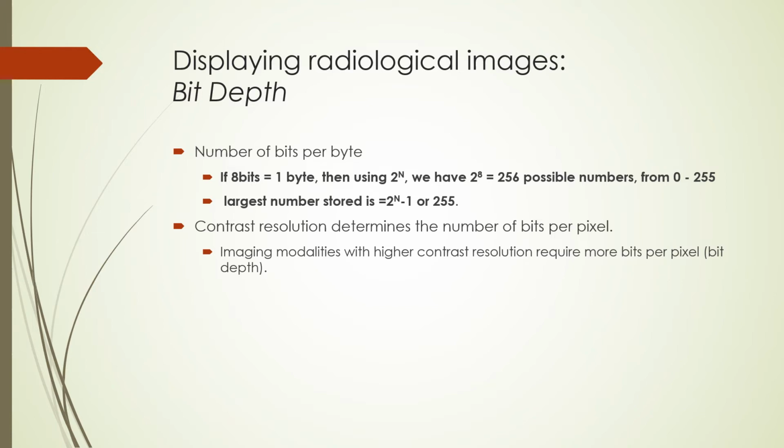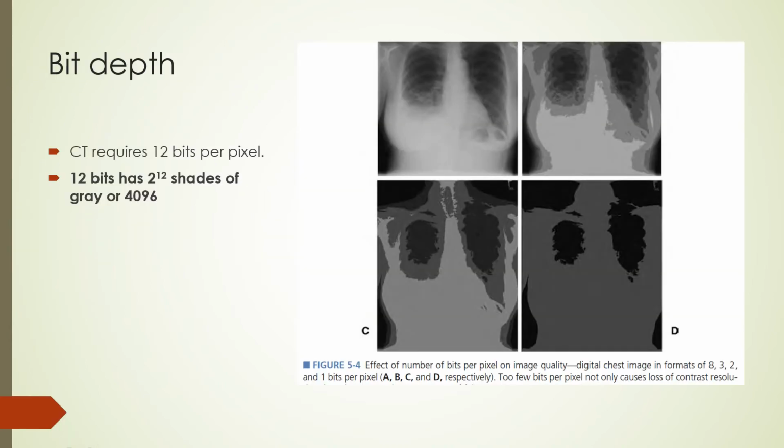The contrast resolution provided by an imaging modality determines the number of bits required per pixel. Imaging modalities with higher inherent contrast resolution require more bits per pixel or a higher bit depth. For example, MRI and CT have higher inherent contrast than ultrasound, so will require more bits per pixel to properly display all contrast levels. Ultrasound has limited contrast resolution, so 8 bits per pixel is enough to display all contrast levels. This slide shows you the effect of proper bit depth in an image.